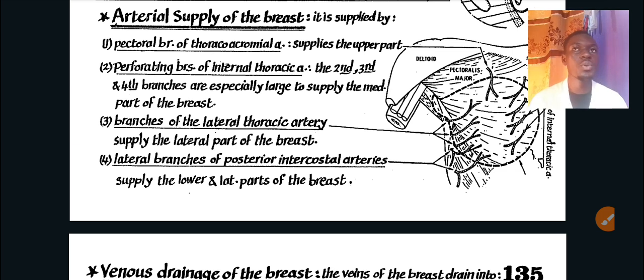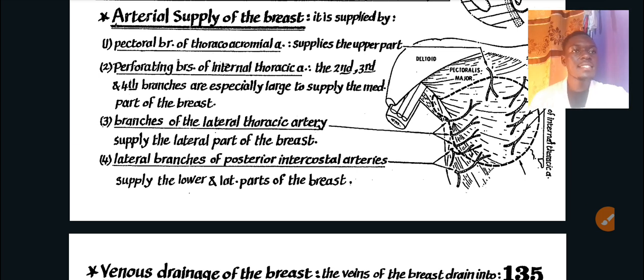The axillary artery still continues and gives off another branch that we call the lateral thoracic artery. Now, the branches of the lateral thoracic artery mainly supply the lateral part of the breast. However, the lateral part of the breast is also supplied by the lateral branches of the posterior intercostal arteries. There are some vessels that come from behind. So those are the posterior intercostal arteries, and actually they supply the lower and lateral parts of the breast. So that is the arterial supply.